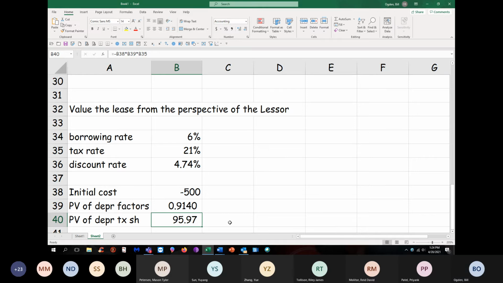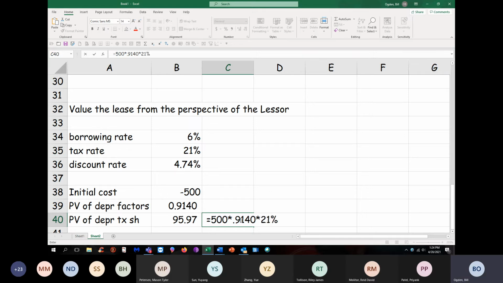All right. And so what does this equal? It would equal $500 times 0.9140 times 21%. You notice I put a space there, right? That's why you can still see this. It didn't calculate it. But you can always go back and make sure that you have it right. And there it is. So I have it right.